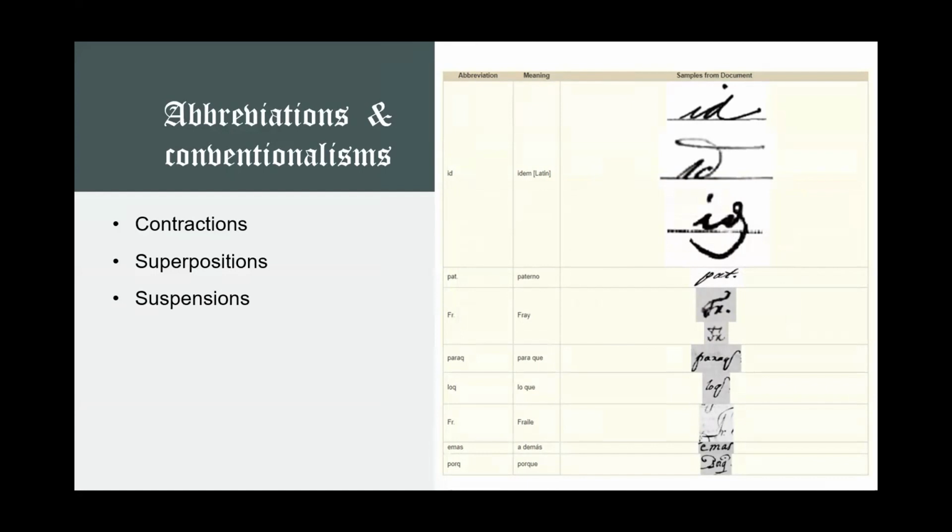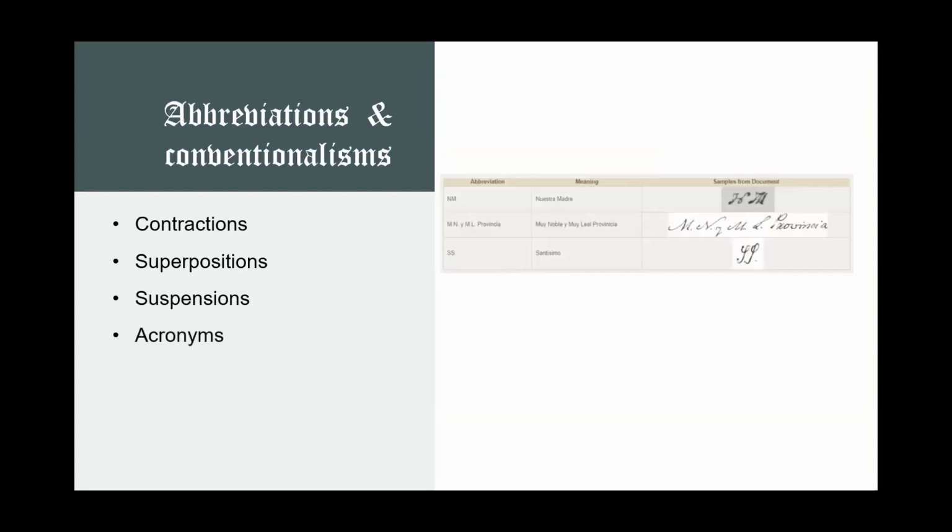truncated or cut off. And so, for example, if we look at the first one, it's a Latin word, but this does appear in documents quite frequently. It's idem, or the same. And usually it's just abbreviated as ID with a period. Then we have acronyms, and these are very common. We have, for example, NM is Nuestra Madre. We also have MNEML, which is Muy Noble y Muy Leal Provincia. And so there's all kinds.